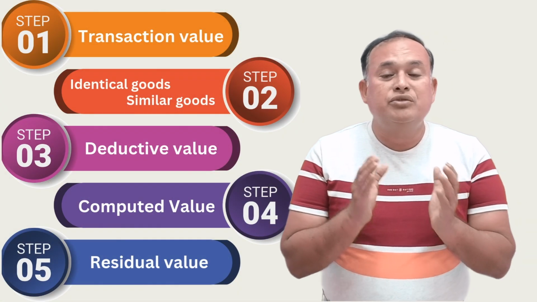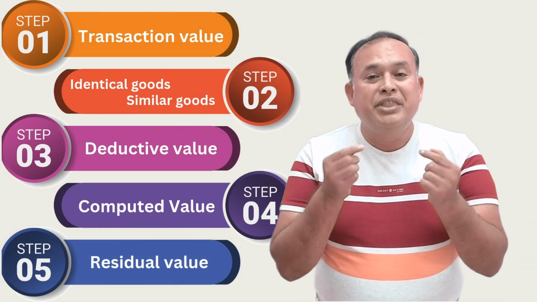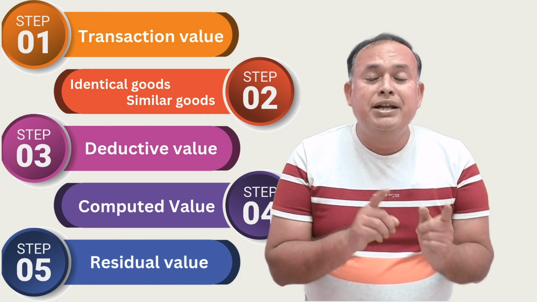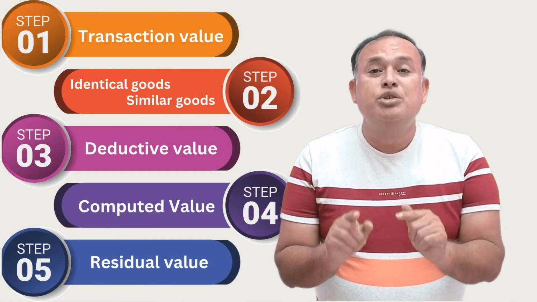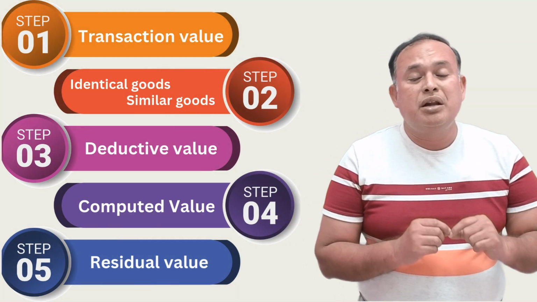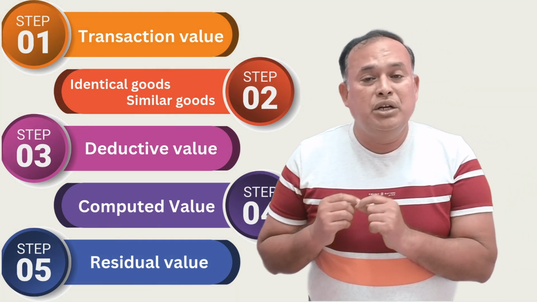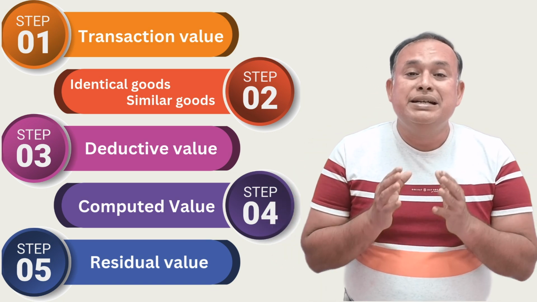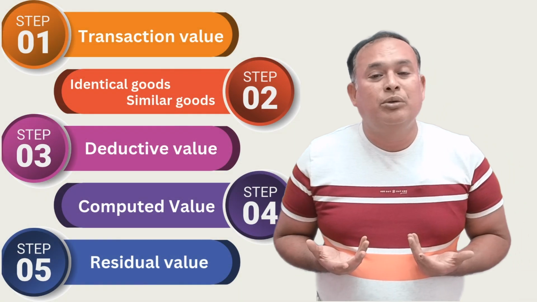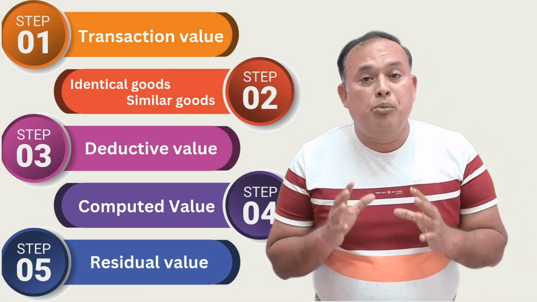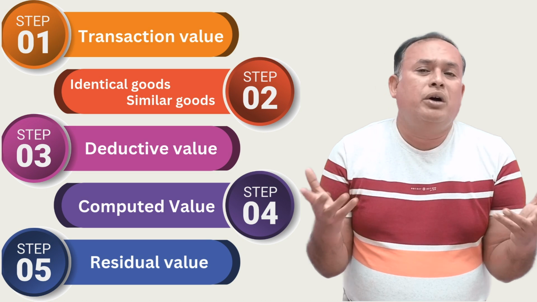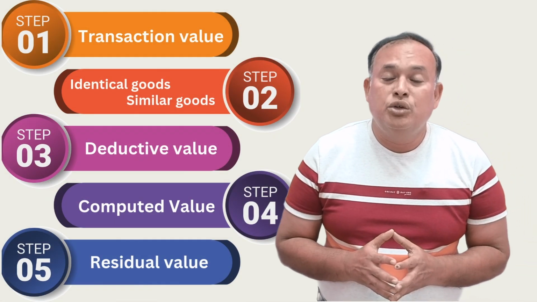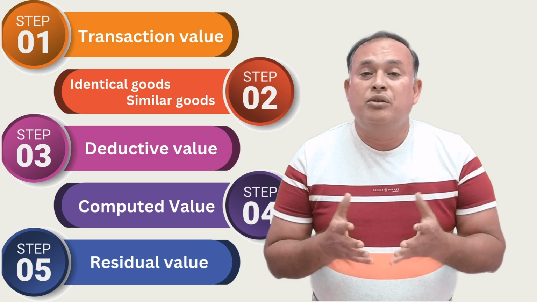First and foremost, I am inviting the attention on Rule 3, which is the transaction value basis. If it is not applicable, then we have to refer to identical goods. Then if it is also not applicable, we have to refer to similar goods valuation. If that is also not applicable, refer to Rule 7, namely deductive value. If that deductive value is not applicable, then we have to go to computed value. If computed value is also not applicable, then we have no other option but to refer to the residual value. The residual method is the final one to arrive at the value.